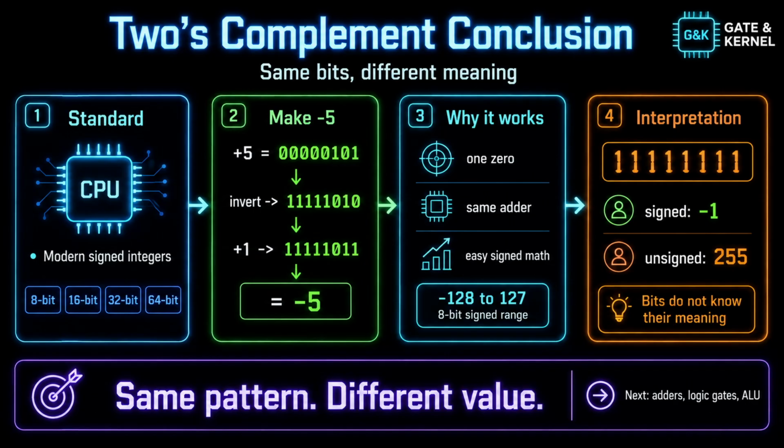2's complement gives us only one zero and lets the same binary adder handle both positive and negative arithmetic. An 8-bit signed integer ranges from -128 to +127, while the same 8 bits interpreted as unsigned range from 0 to 255. The most important idea is this: bits do not inherently know whether they are signed or unsigned. Their meaning depends on how hardware and software interpret them. Understanding 2's complement makes CPU arithmetic, integer data types, overflow, sign extension, assembly language, and the ALU much easier to understand.